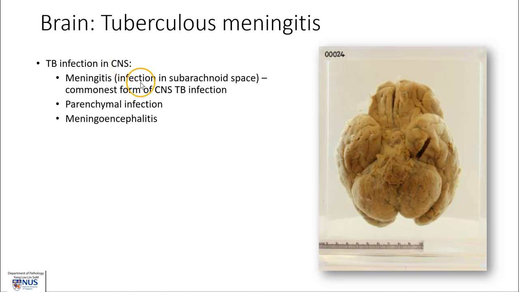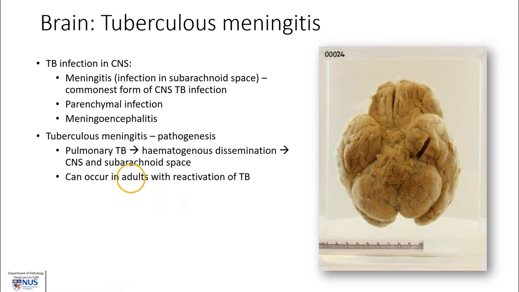TB infection in the CNS can include TB meningitis, which is infection within the subarachnoid space, and this is the commonest form of CNS TB infection. TB can also cause direct infection of the brain parenchyma, leading to areas of necrotizing granulomatous inflammation within the brain and causing destruction of the brain parenchyma, and there can be a combination of meningoencephalitis. In terms of pathogenesis, this usually originates in pulmonary TB, which then undergoes hematogenous dissemination, and the organisms find themselves within the CNS, either within the parenchyma or in the subarachnoid space.